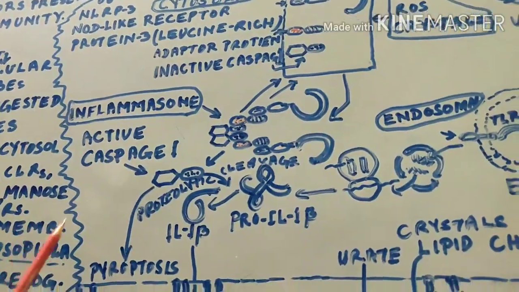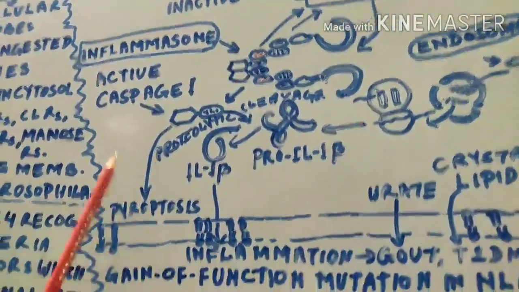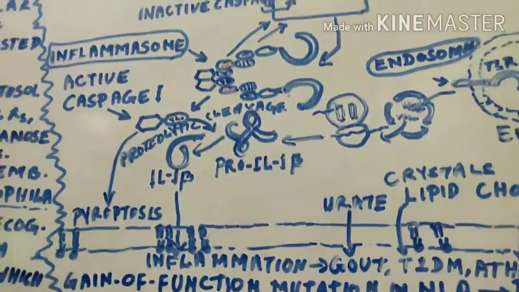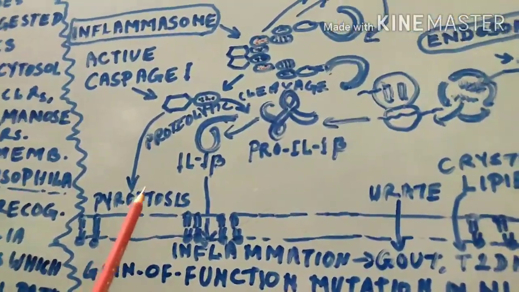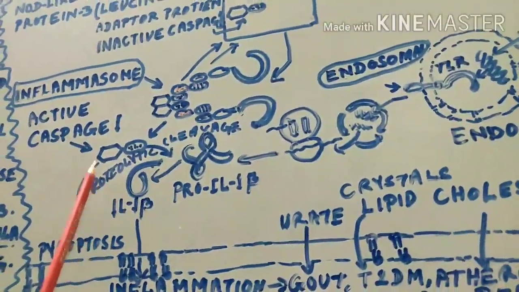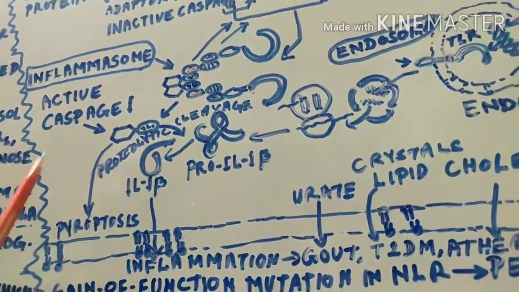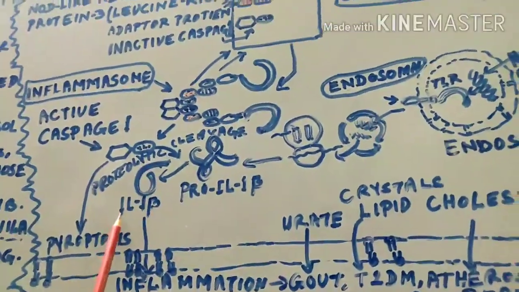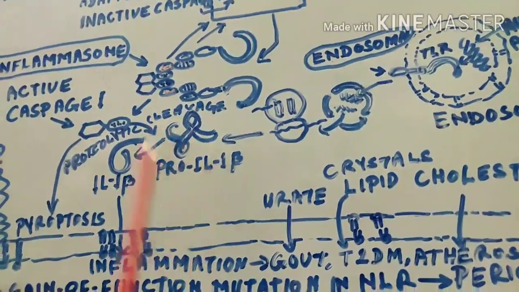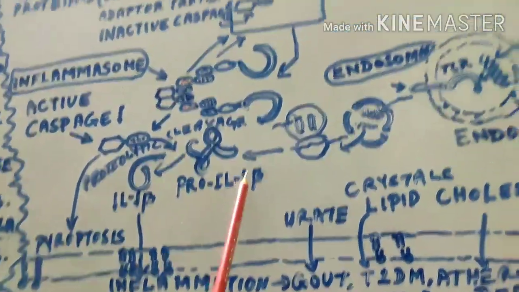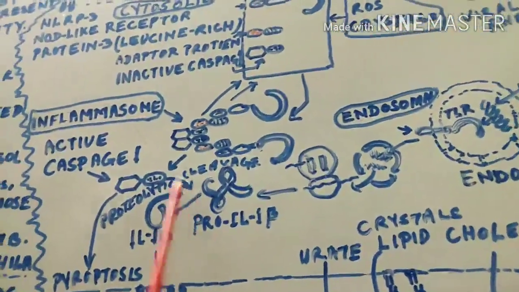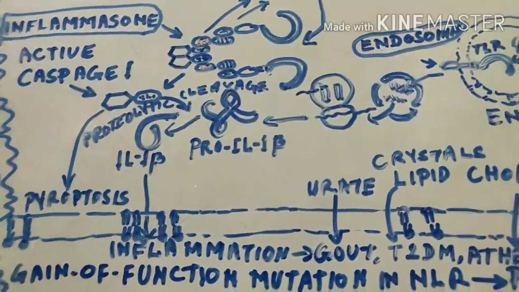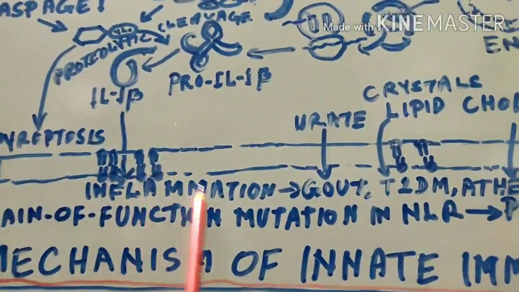Now this active caspase has two roles. One, as you already know, is that it is responsible for the production of pyroptosis, a type of cell death. Another role is that active caspase 1 cleaves pro-interleukin 1 beta into active interleukin 1 beta. Pro-interleukin 1 beta is the inactive form of this interleukin, and it is cleaved proteolytically into active interleukin 1 beta, which is responsible for the production of inflammation.